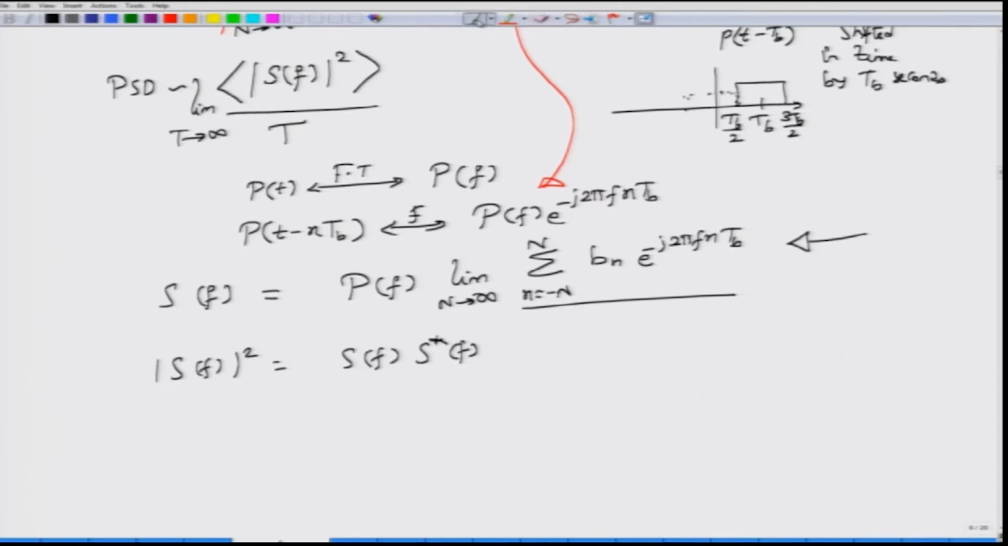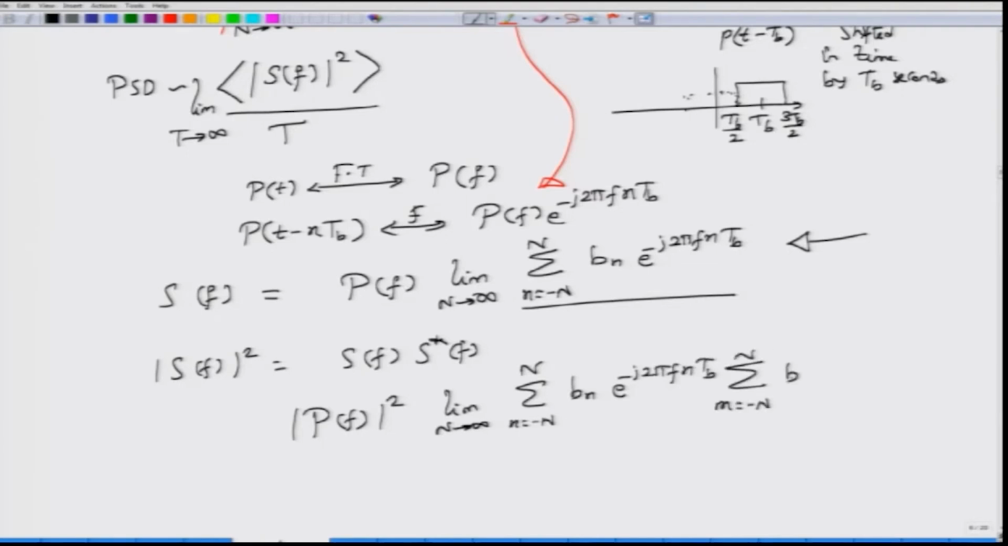So, using the same ideas, we are going to write down the S of f mod square and then put the averaging operator. So, this S of f square will be equal to P of f magnitude square. Why is it P of f magnitude square? Well, you are going to get P complex conjugate of f there. So, this would be that, and then you have the limit of n going to infinity, the sum over n equals minus N to plus N of Bn e to the power minus j 2 pi f n Tb. You also have the sum over m equal to minus N to plus N of Bm complex conjugate e to the power plus j 2 pi f m Tb.